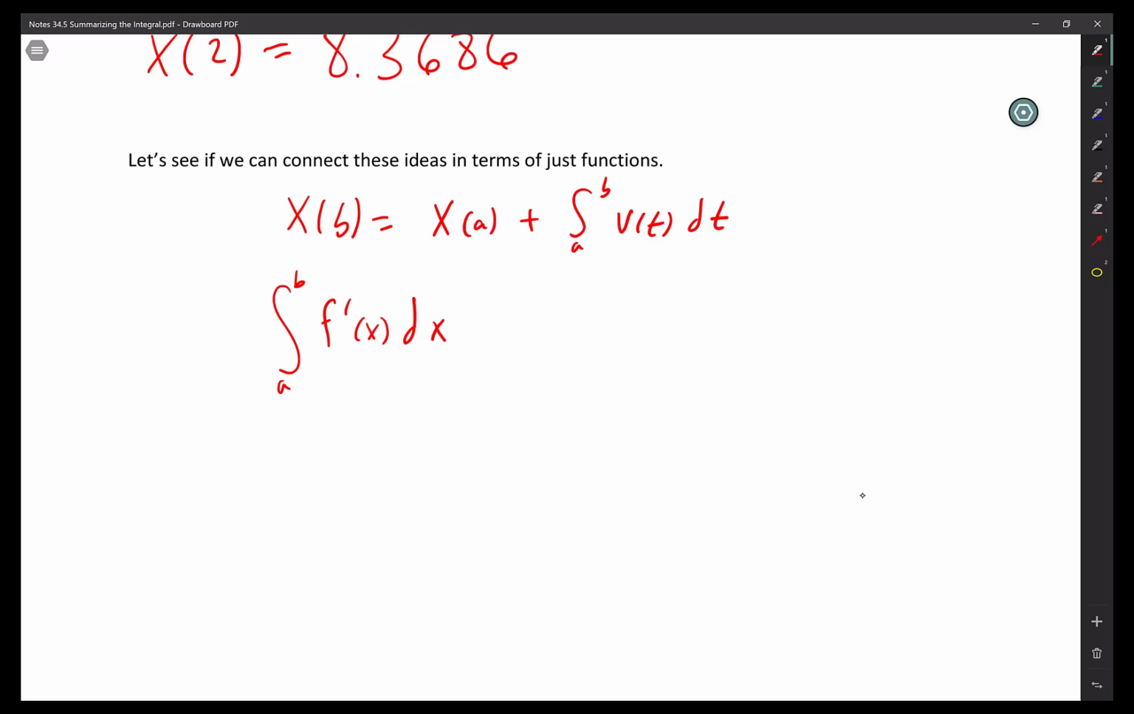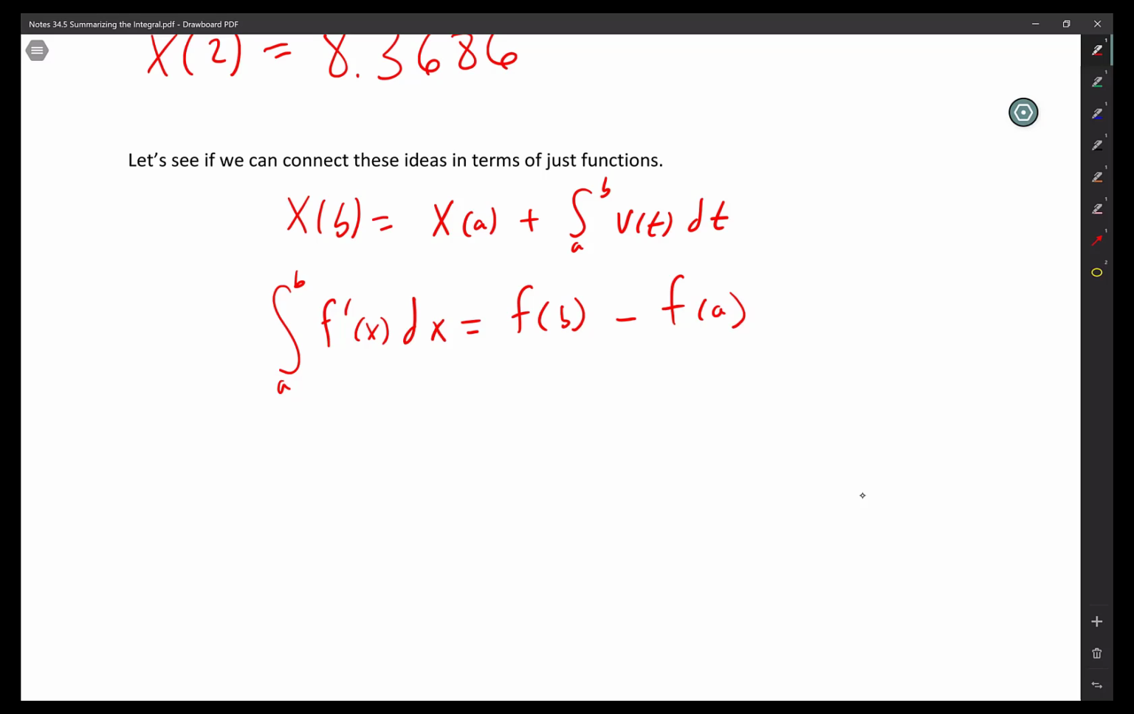Yeah, just f. Just f, guys. That's the same thing we did with velocity. We have the antiderivative of velocity's position, and then you just put upper minus lower. So this just means antiderivative evaluated at the top minus antiderivative evaluated at the bottom. Do you see what I did there? Do you see the connection that I'm trying to make?